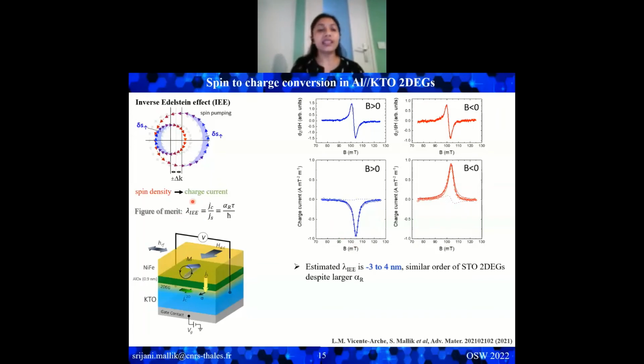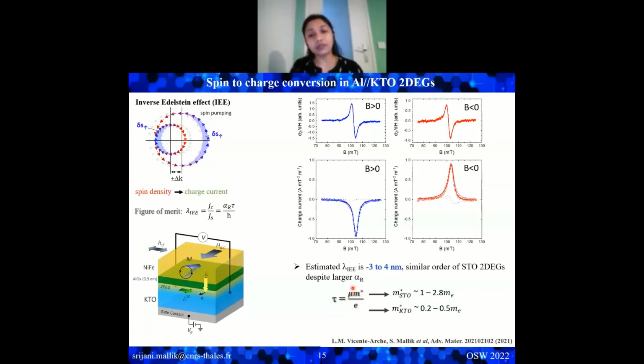However, when we calculated the lambda value, it came out close to 3 to 4 nanometers, which is of a similar order of magnitude as STO 2DEG. However, we had one order of magnitude larger alpha R, but the lambda did not improve. This is because the lambda also depends on the tau, and the tau depends on two things: the mobility of the electrons in the sample, and the effective mass of the electrons.